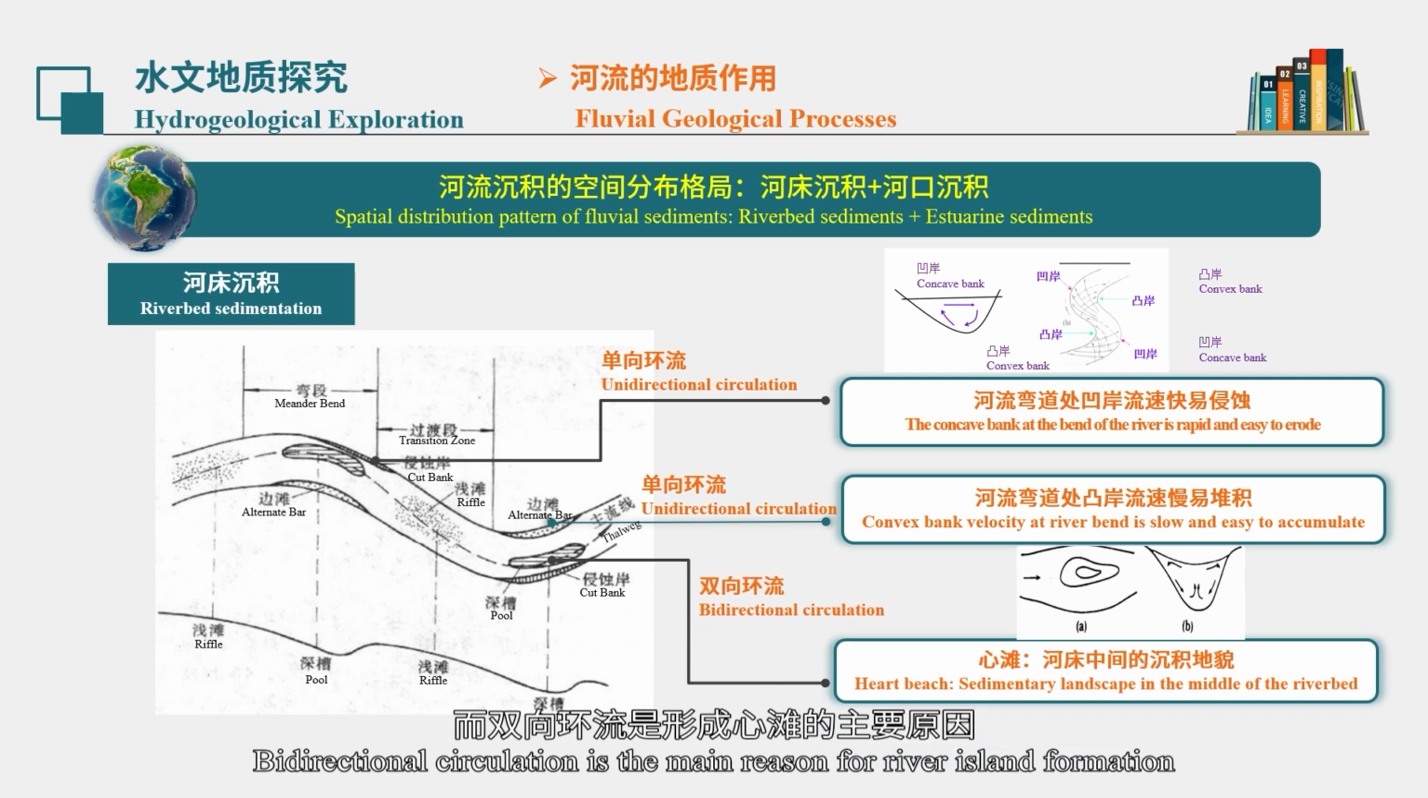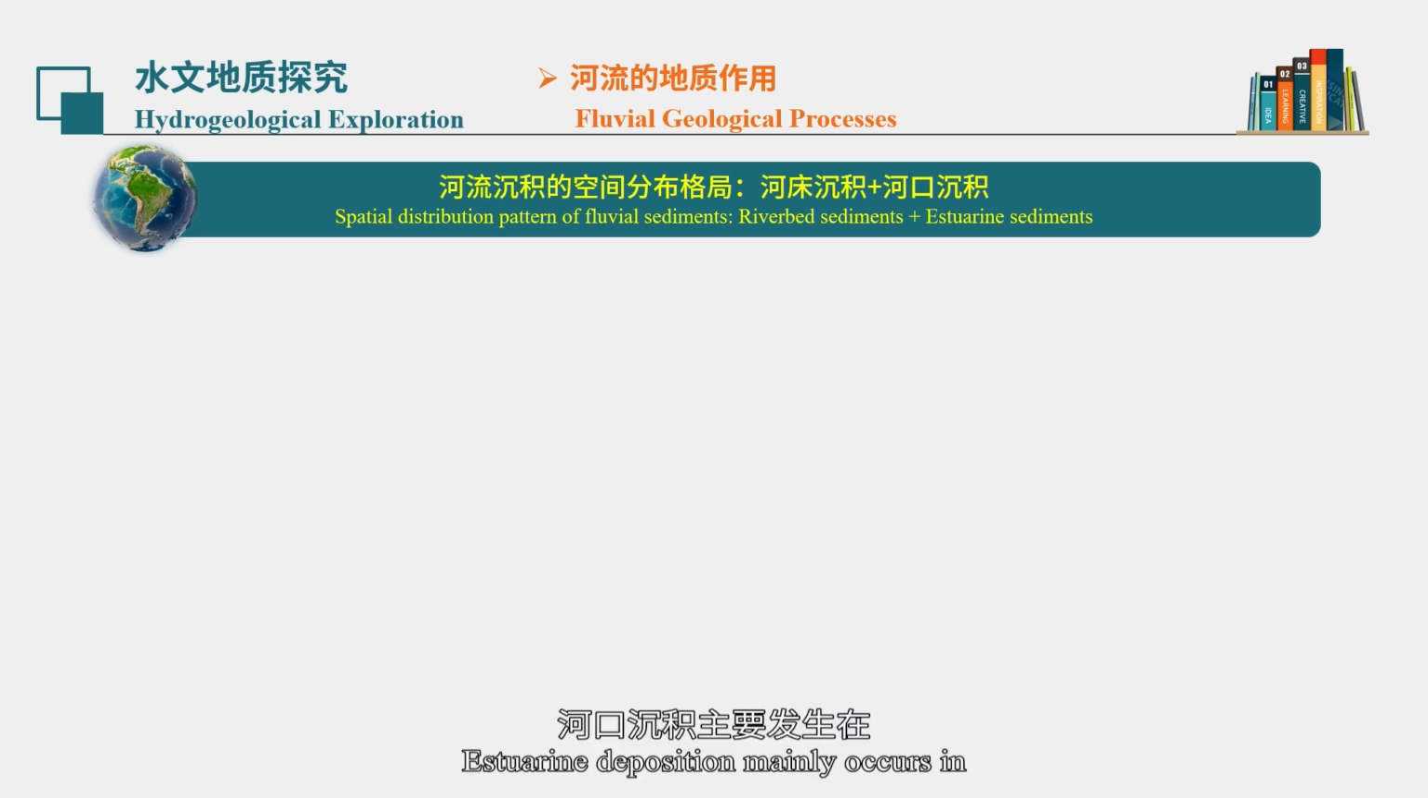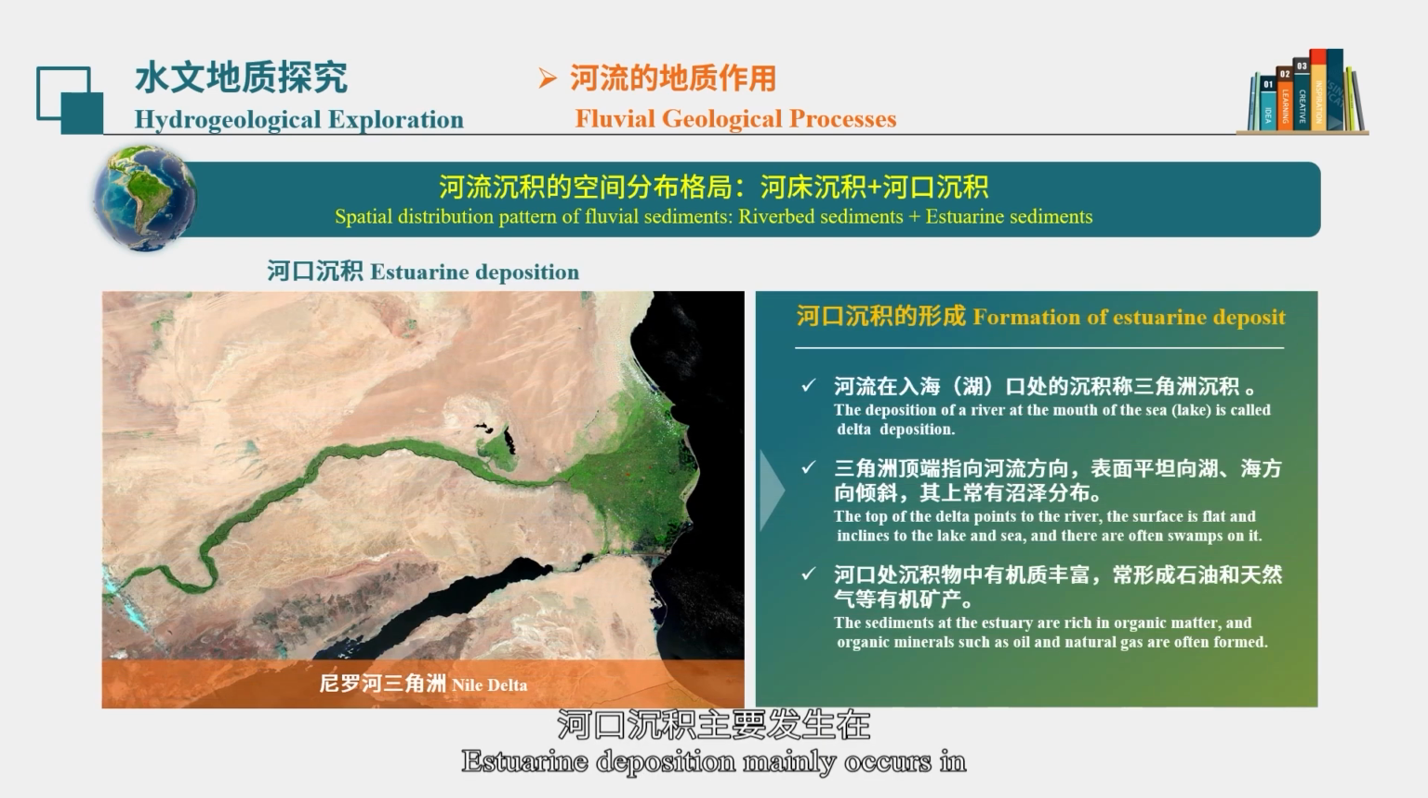Bidirectional circulation is the main reason for river island formation. The river island is formed by tributary backwater or external obstacles, and the central bar can be developed. Estuarine deposition mainly occurs in the estuaries where rivers flow into lakes or seas. The formed deposits are also called delta deposits.